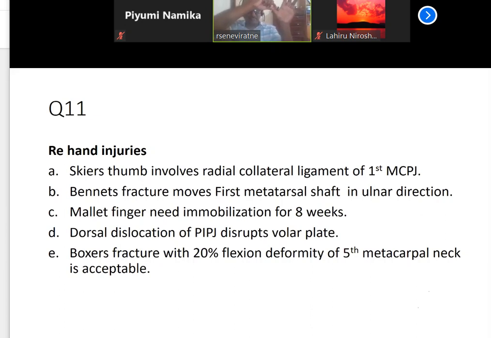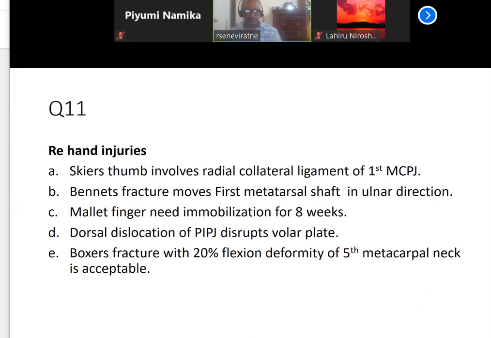It might also need surgical repair to correct that, because if this is unstable here, the thumb is prone to move in this direction, and you can't hold anything. What is the other name for skier's thumb? Gamekeeper's thumb, right? There's a story about that, but I will tell you some other time, about why that name came for that.